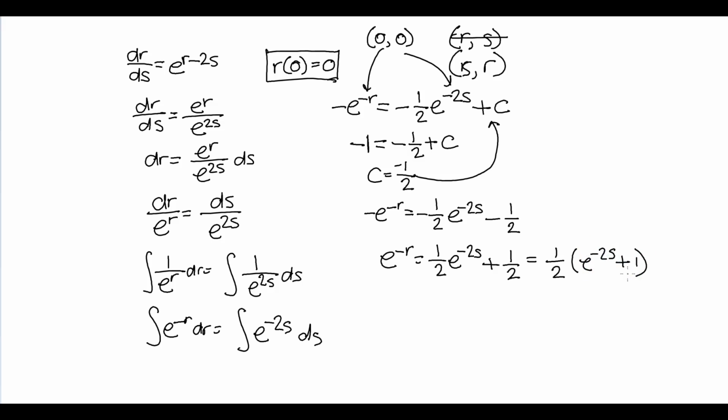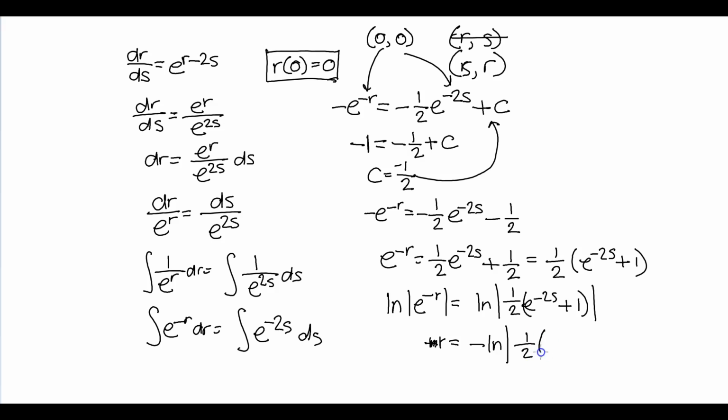Now what we're going to do is take the ln of both sides. If we take ln of both sides, we're basically solving for r at this point. So ln of e to the negative r equals the ln of 1/2 times (e to the negative 2s plus 1). So we have negative r, and to get rid of this negative sign, we multiply by negative 1, and we get r equals negative ln of 1/2 times (e to the negative 2s plus 1).